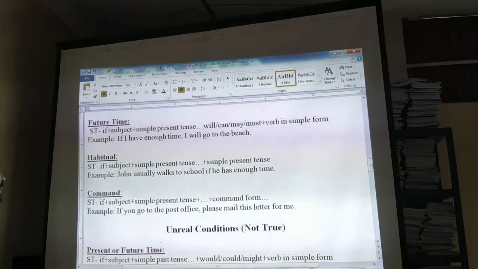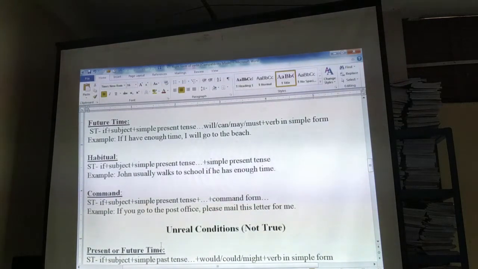My dear students, please write down the structure and the example. Otherwise, you will not be able to keep those structures and examples in your mind. I mean, you will forget those things. I'm going slowly. I'm giving you some time to write down the structures and the examples as well.